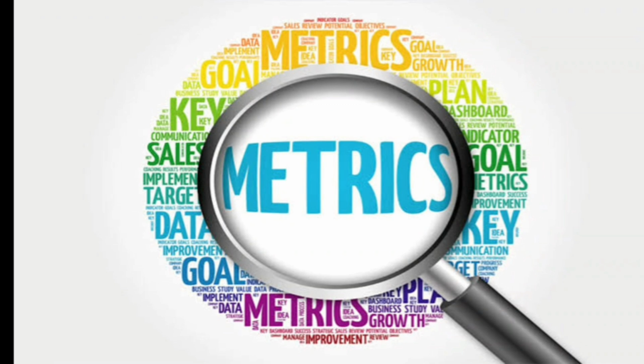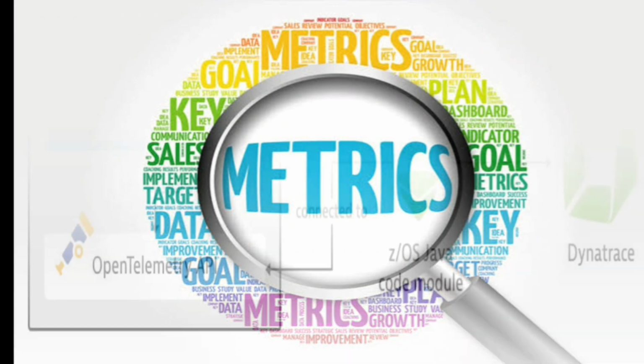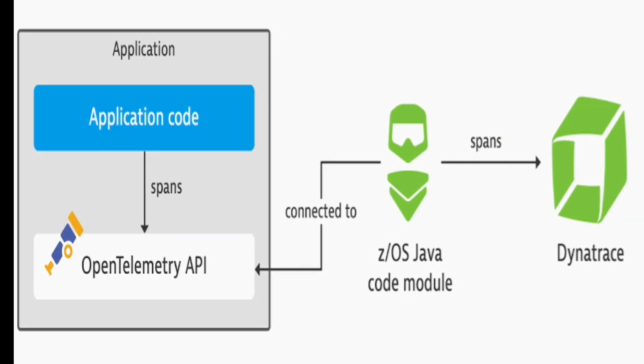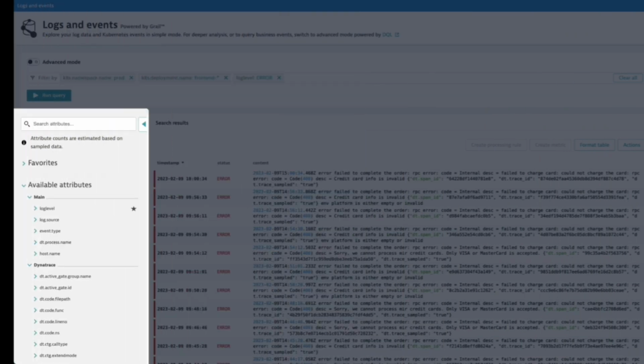They are great for monitoring trends and setting alerts. Meanwhile, traces provide a detailed view of the path taken by individual transactions, helping you understand interactions between services and identify performance bottlenecks. Logs offer detailed records of events, which are essential for diagnosing and troubleshooting issues.